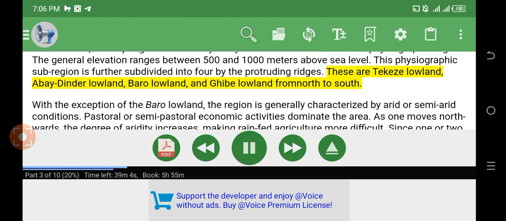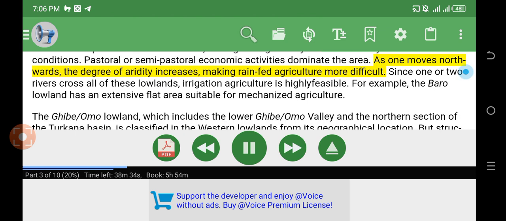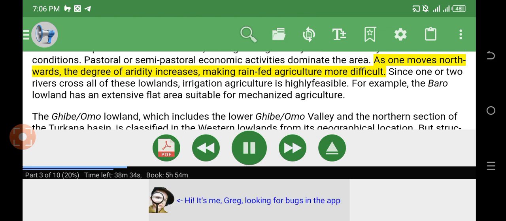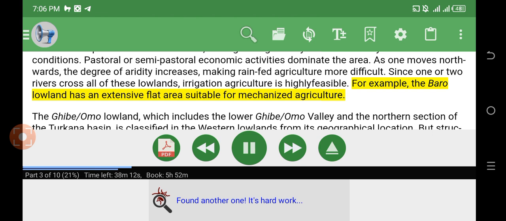With the exception of the Baro Lowland, the region is generally characterized by arid or semi-arid conditions. Pastoral or semi-pastoral economic activities dominate the area. As it moves northwards, the degree of aridity increases, making rain-fed agriculture more difficult. Since one or two rivers cross all of these lowlands, irrigation agriculture is highly feasible. For example, the Baro lowland has an extensive flat area suitable for mechanized agriculture.